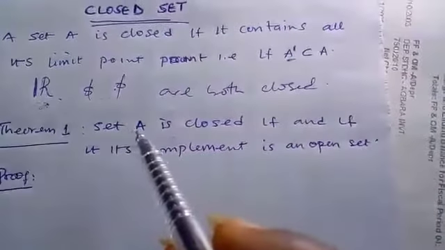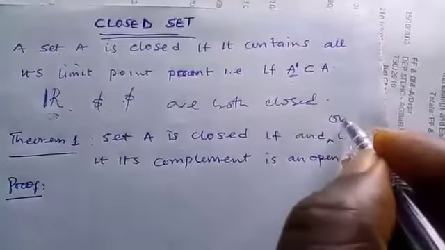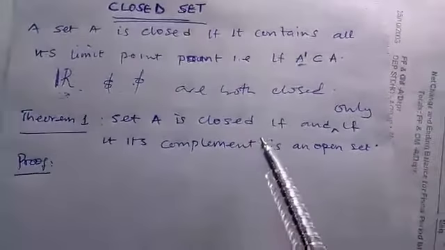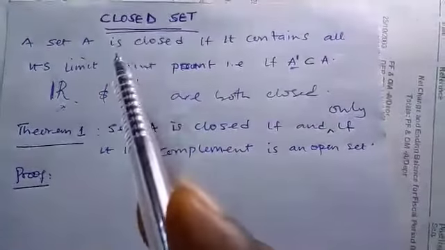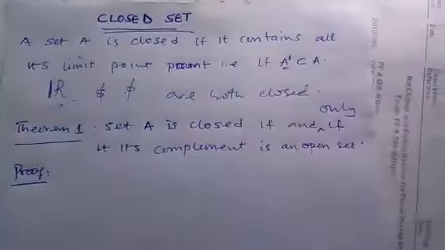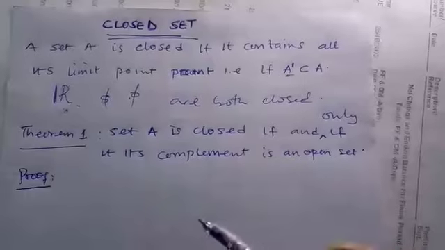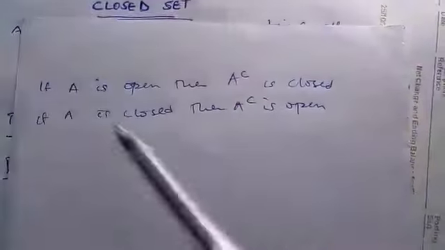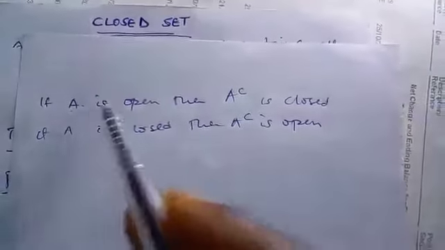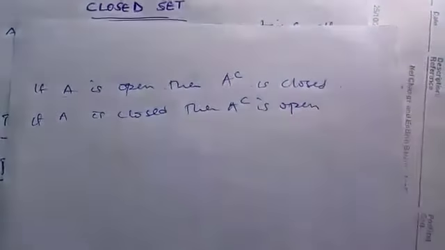Now, let's consider a theorem. Theorem 1: Set A is closed if and only if its complement is open. This theorem is also a definition. Some people will use it as the definition of a closed set: a set is closed if and only if its complement is open. What the statement says is that if set A is open, then A complement is closed, and vice versa, if A is closed, then A complement is open.